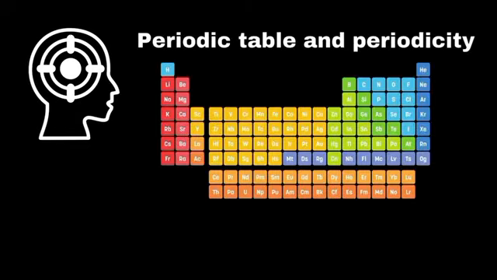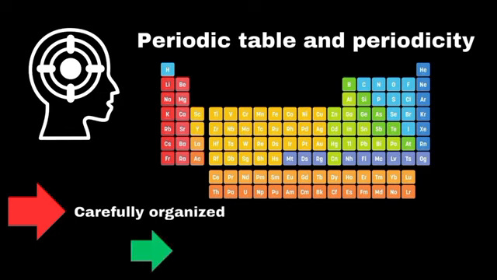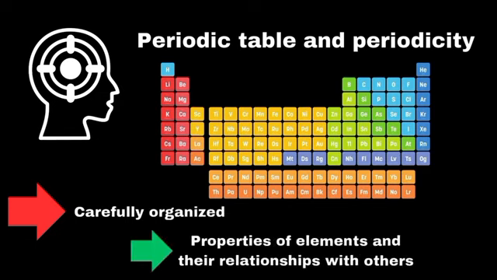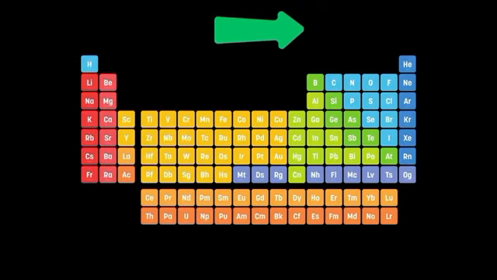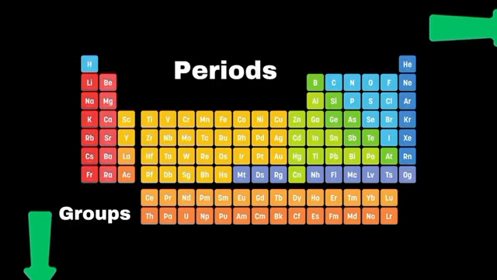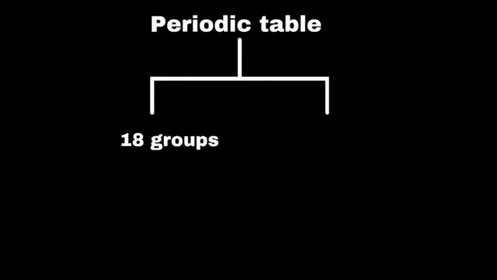Now let's focus on the periodic table and periodicity of properties. The periodic table is a carefully organized chart that helps us understand the properties of elements and their relationships with one another. The horizontal rows in the periodic table are called periods, and vertical columns are called groups. There are a total of 18 groups and 7 periods in the periodic table.